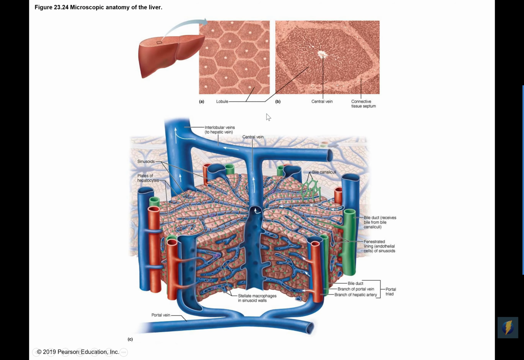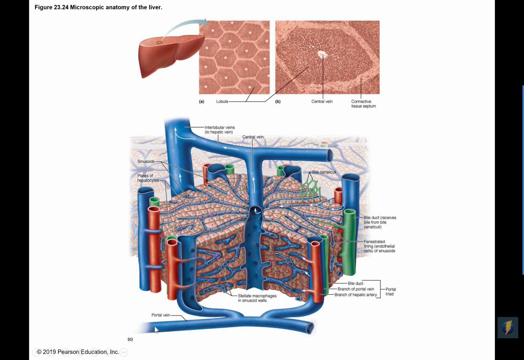Each of the lobes of the liver is actually composed of these little hexagonal shaped lobules. So microscopically, the liver is quite a unique looking organ because each little lobule has this hexagon shape to it.